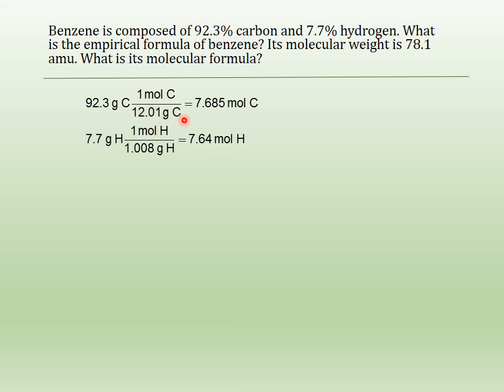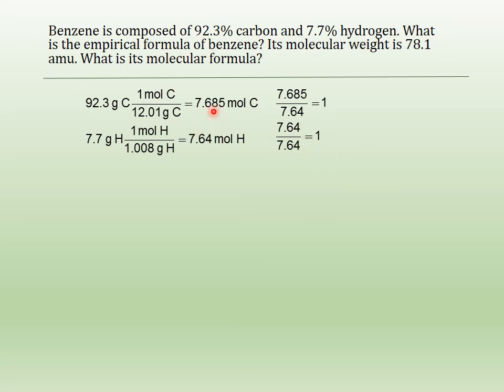You find the mass from the periodic table of carbon and convert the 92.3 grams of carbon to moles, which gives you 7.685 moles. You do the same for hydrogen. You find the moles of hydrogen. Once you have this, the next thing to do is to take the smaller number of moles and divide the other numbers by that small number. So at least you have one number that is a ratio of 1.